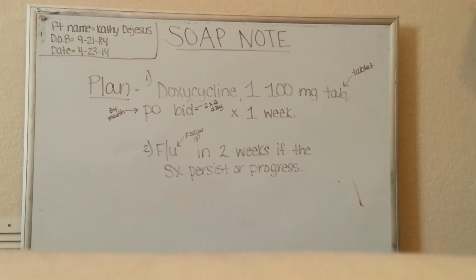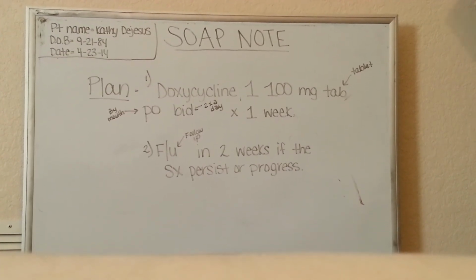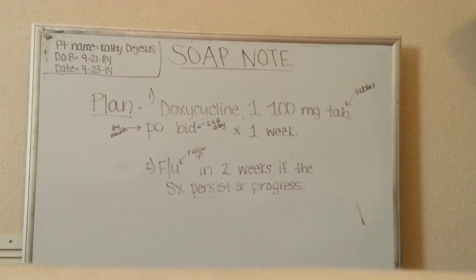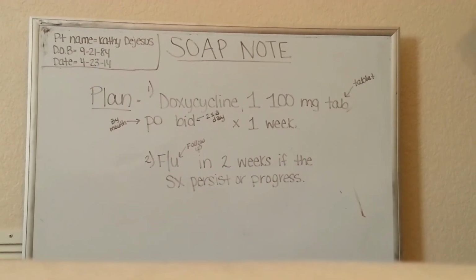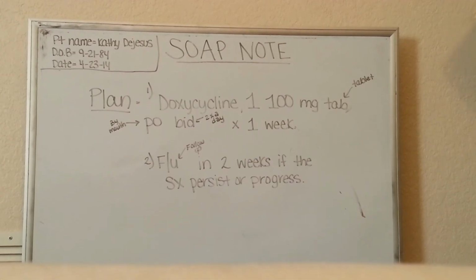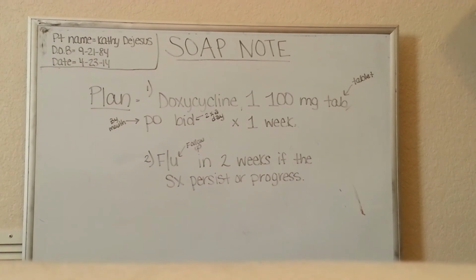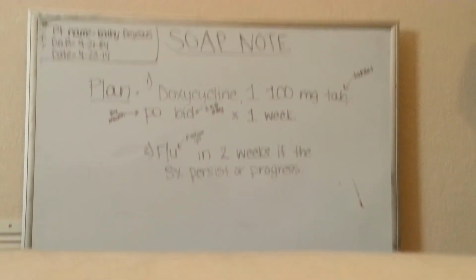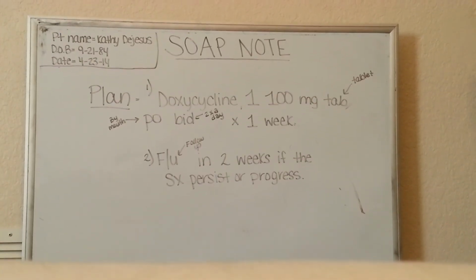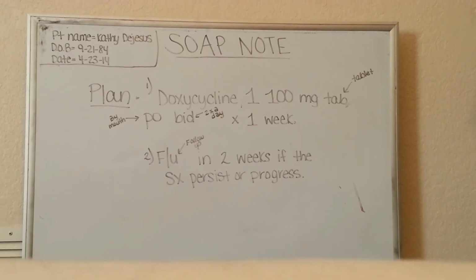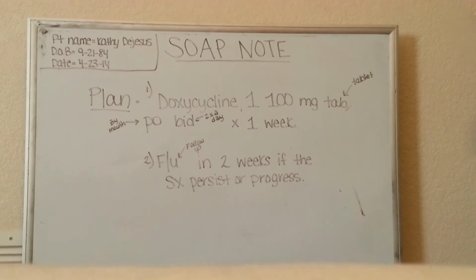Now for the P in my SOAP note. Plan. The doctor ordered the patient doxycycline, 100 milligram tablet by mouth 2 times a day times 1 week, meaning the patient has to take it for a week. 2, follow-up appointment in 2 weeks if the symptoms persist or progress, meaning if the patient still has symptoms or they get worse. The plan is what the doctor came up with to cure the patient's symptoms they are having.